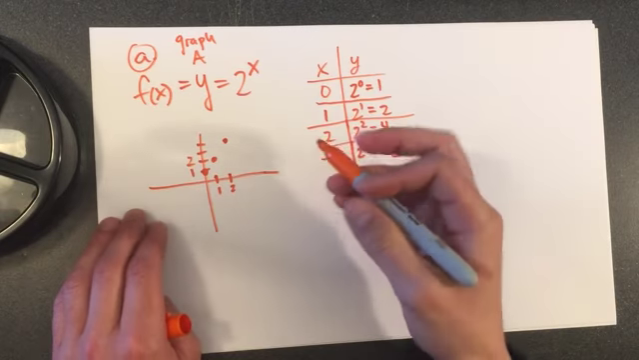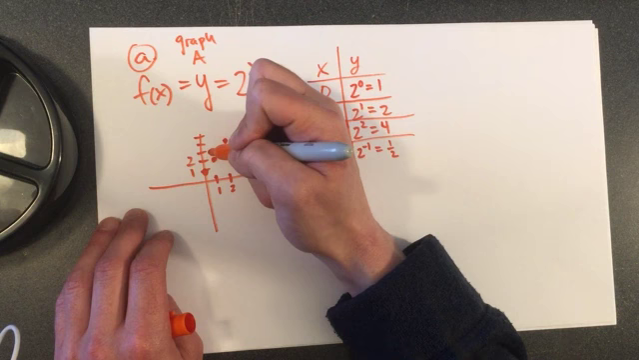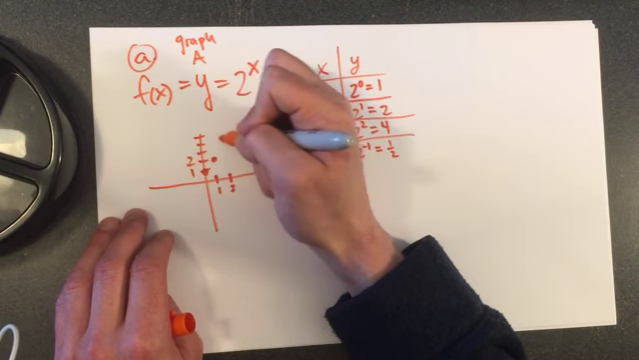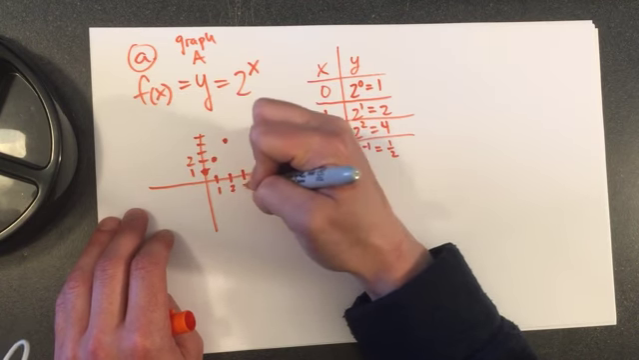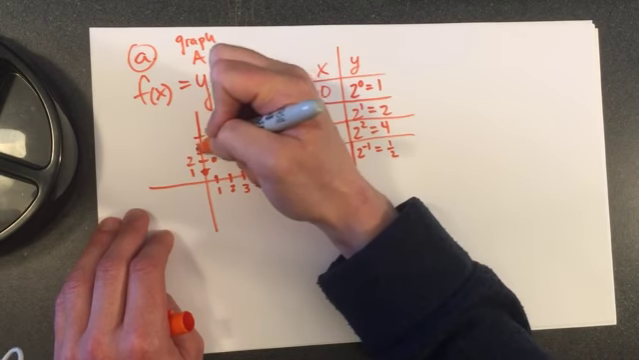Let's go to a 3 as well, just to show it. That's going to get us all the way to 8. Let me get to this point. 3.